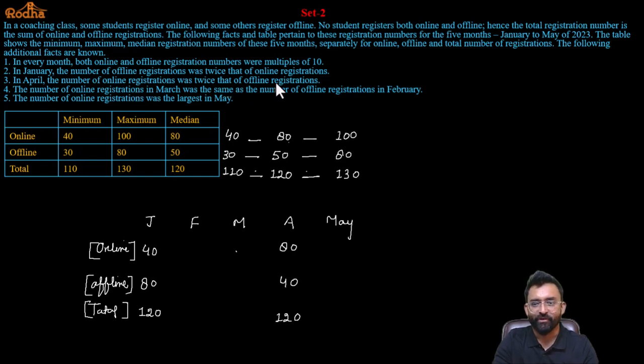Was twice that of offline registrations. The number of online registrations in March was same as the number of offline registrations of February. Fine. So यहाँ पर अगर number X है let's say, तो यहाँ पर भी नंबर क्या आएगा, X. This is what we have. So this is जनवरी, फरवरी, मार्च में जो ऑनलाइन रजिस्ट्रेशन है वो फरवरी के ऑफलाइन रजिस्ट्रेशन के बराबर है. Fine. तो यहाँ पर दोनों नंबर सेम लिखने हैं मुझे.